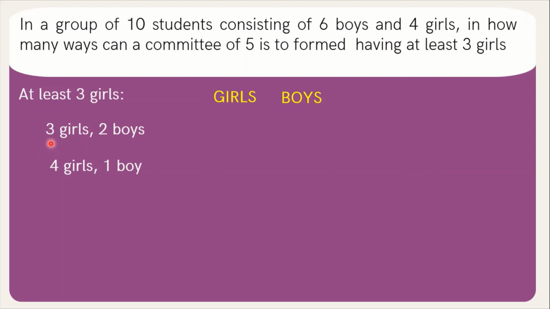So, dito muna tayo sa 3 girls. So, that is combination of 4 taken 3, meaning yung 3 girls, kukunin natin doon sa 4. Then, yung 2 boys, kukunin natin doon sa 6. So, combination of 6 taken 2. Combination of 4 taken 3 is equal to 4. And combination of 6 taken 2 is equal to 15. Now, multiply natin. We have 4 times 15 is equal to 60.